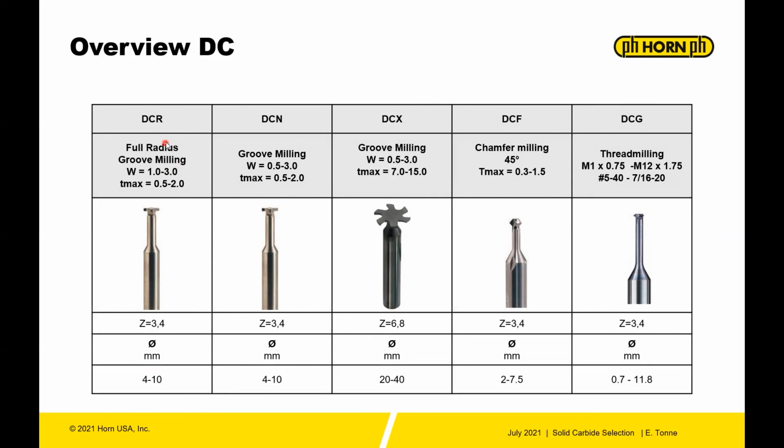The DC is a perfect example of that. So you have the DCR, which is for full radius groove milling. The DCN is groove milling. The DCX is a little bit bigger T-max or TIFA into the part, depth of groove. The DCF is a chamfer milling tool, and the DCG is for internal thread milling, so down to M1 by 0.75, so very small thread profiles can be machined with the DCG.